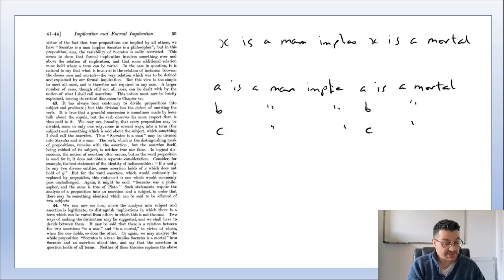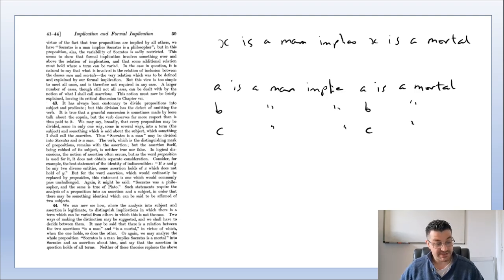A larger number of cases, though still not all cases, can be dealt with by the notion of what I shall call assertions. This notion must now be briefly explained, leaving its critical discussion to Chapter 7. So Chapter 7 is on propositional functions. So, Section 43.